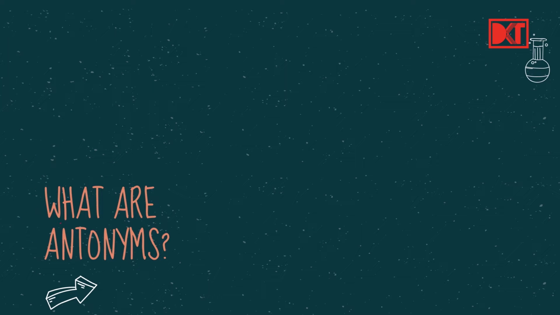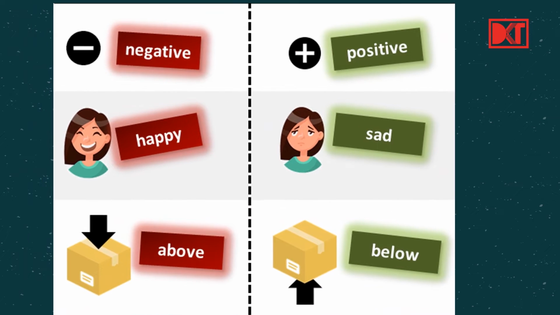So the first question that comes is, what exactly are antonyms? You see, if you remember the meaning of synonyms, what were synonyms? You should try to remember and write that down. Now synonyms were the words which had similar meanings, like happy and joyful, sad and depressed, words with similar meanings.